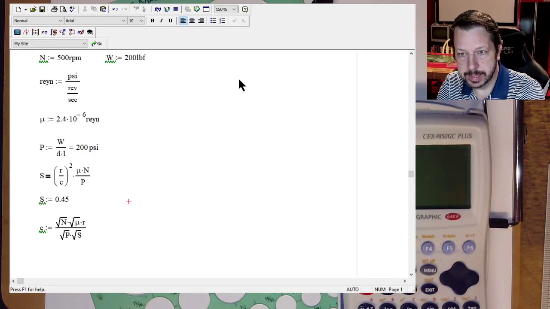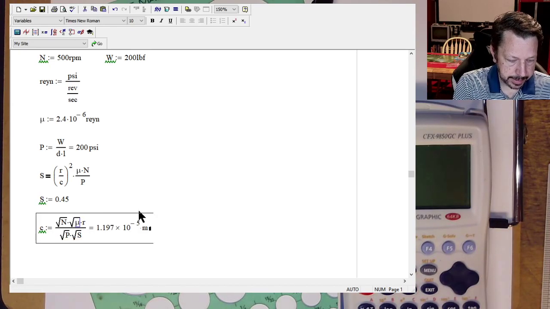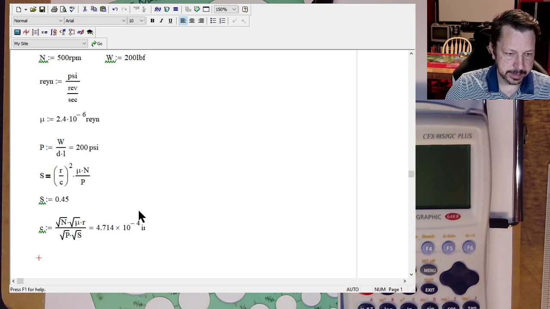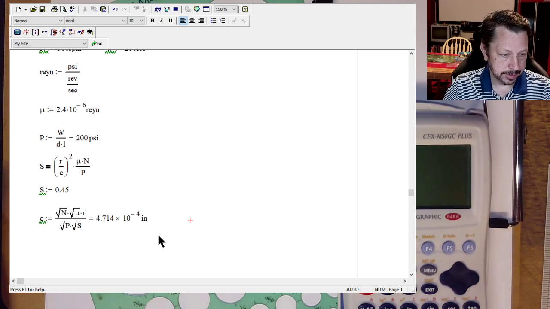All right. Oop, we need Mathcad. All right. And so now we can solve for C. And we want it in inches just to see what it is. So it's really tiny. It's a tiny clearance. Half a 10,000ths, it looks like.